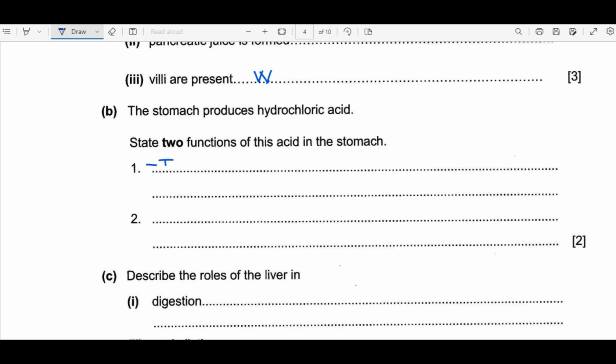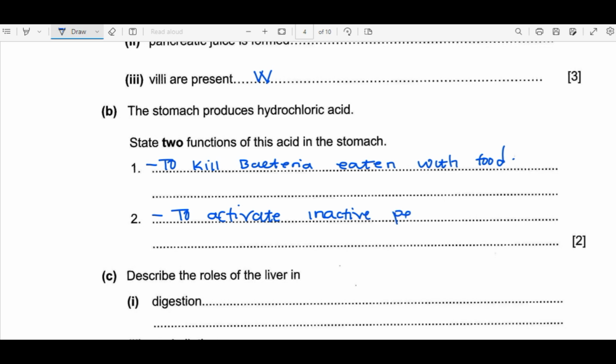The first one, to kill bacteria eaten with food. Then the other one we can say is to activate inactive pepsinogen into active pepsin.